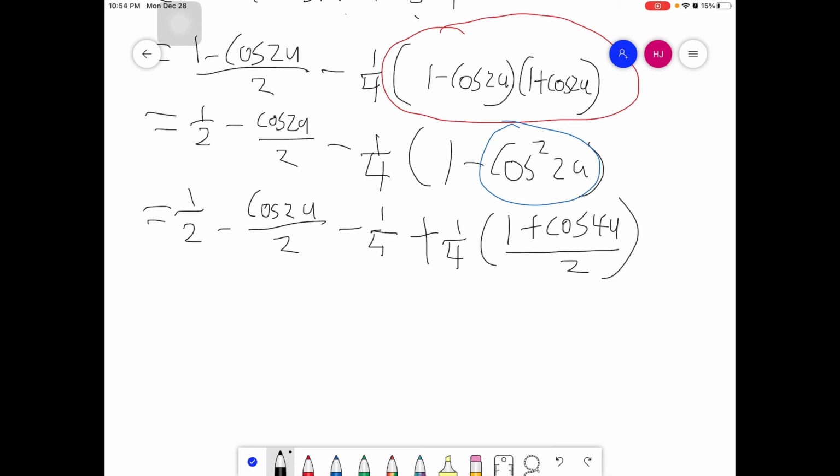This 4u I got from, if you remember the half-angle formula, cosine squared theta would be 1 plus cosine 2 theta over 2. So in this case, I just plugged in: theta is just 2u, so it's 2 times 2u. So I get cosine 4u.